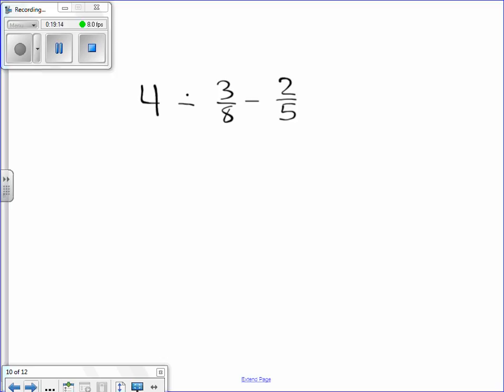Okay. So this one right here, as I said before, what is that? It's just a dot. I had tapped it and I had made a dot. That's nothing. So you have 4 minus 3/8 minus 2/5. Now, I've said before that doing 10 minus 2 minus 5, you can do that. 10 minus 2 is 8. 8 minus 5 is 3.